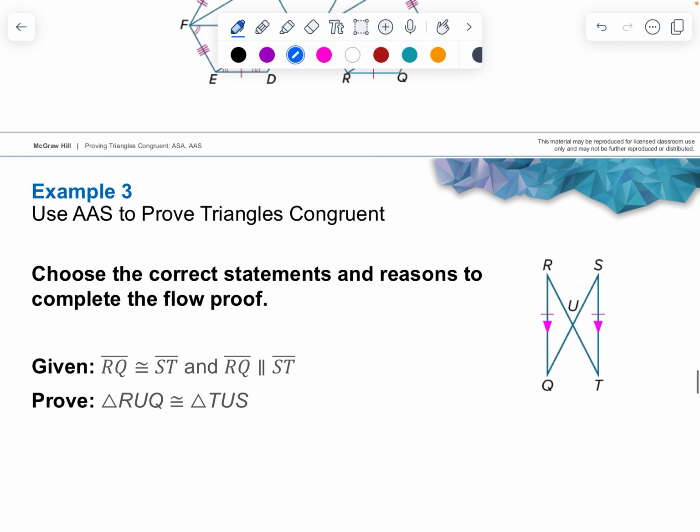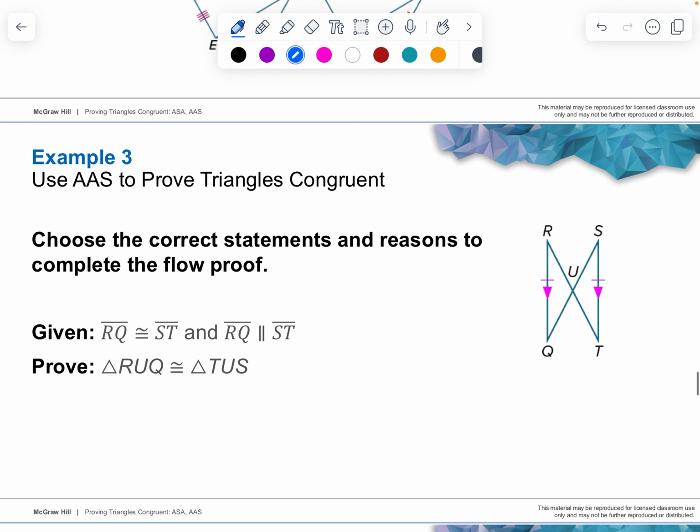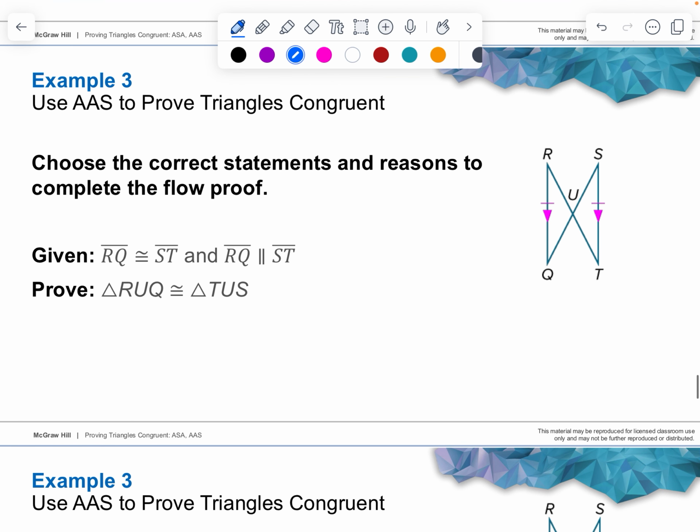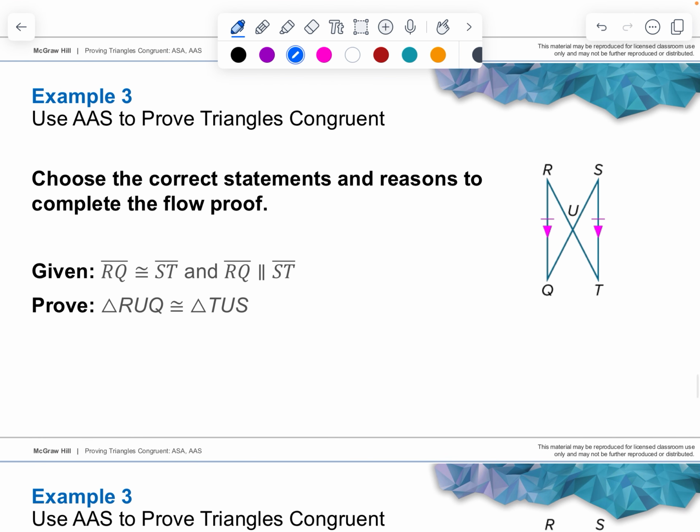Okay. This one, a little bit more difficult. Oh, good. I did make a copy of it down below. Okay, so let's think through this one. RQ is congruent to ST, so they marked that for us right there. And RQ is parallel to ST. Prove that the triangles are congruent.